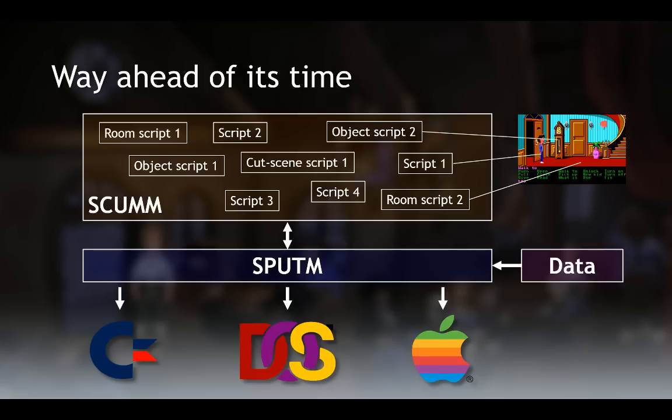and all the puzzles and the conversations and all that stuff in a very high-level domain-specific language that would be very easy to write this kind of logic in, and that then this would be compiled into essentially just a list of bytes, or as we call it today, bytecode, that would then be interpreted and executed in an underlying kind of engine layer. And this engine layer is called SCUMM, or SCUMM Presentation Utility, TM.